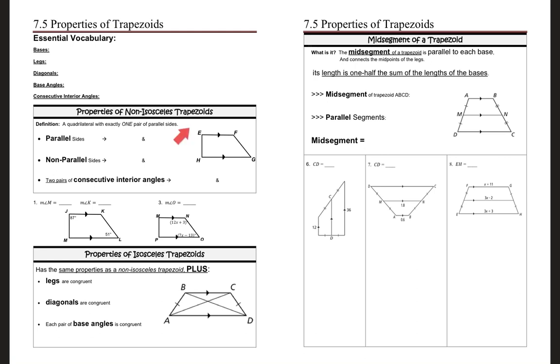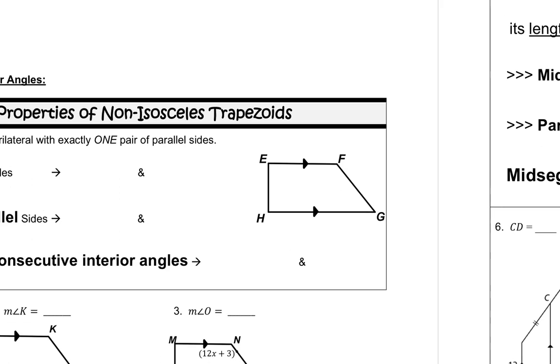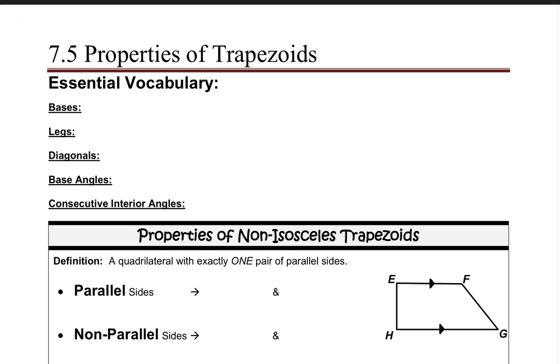Okay, welcome back, kiddos. Now we are going to move on to properties of trapezoids. These are the types of shapes that we're going to be talking about today. Let's get into some definitions. First off, a trapezoid is a type of quadrilateral.